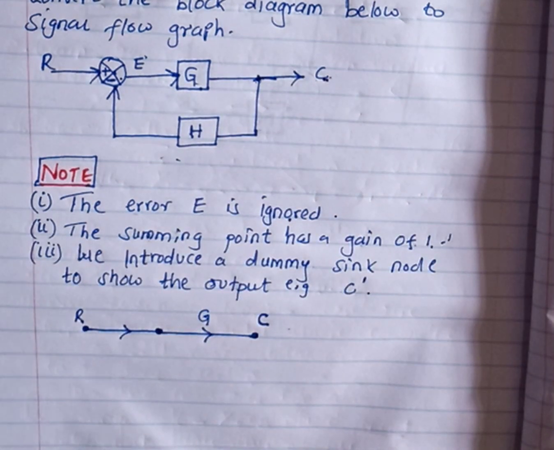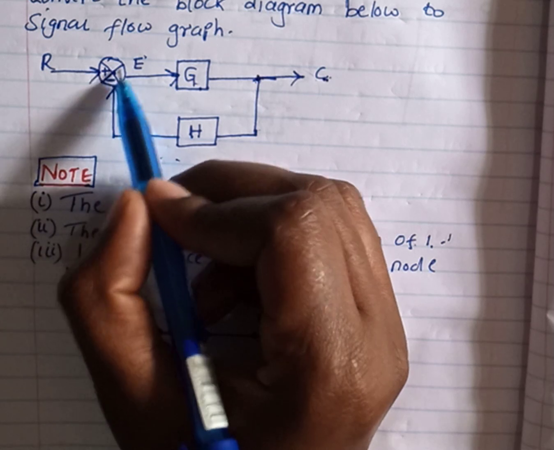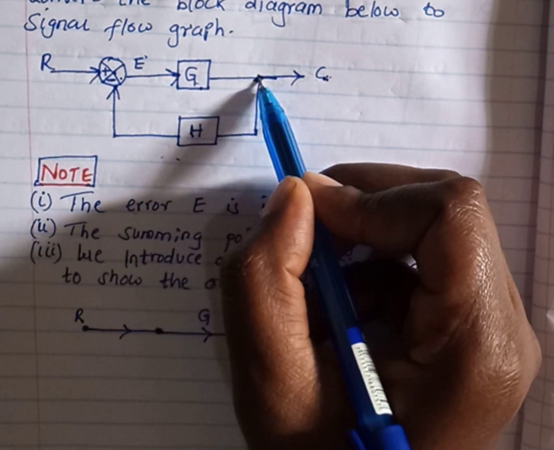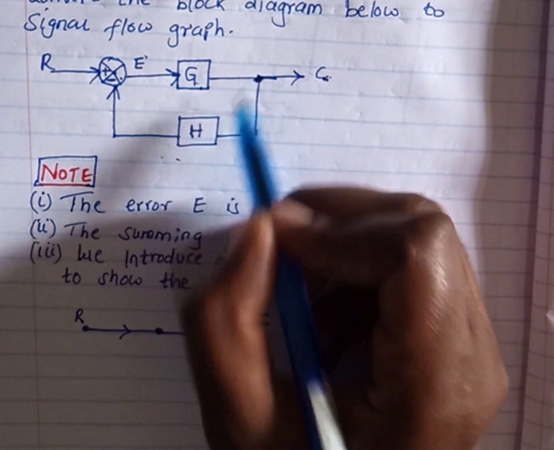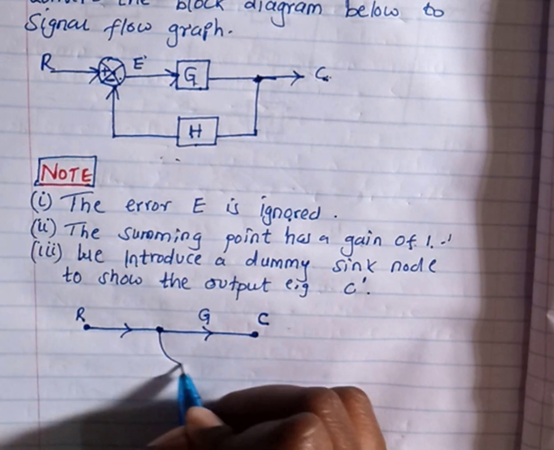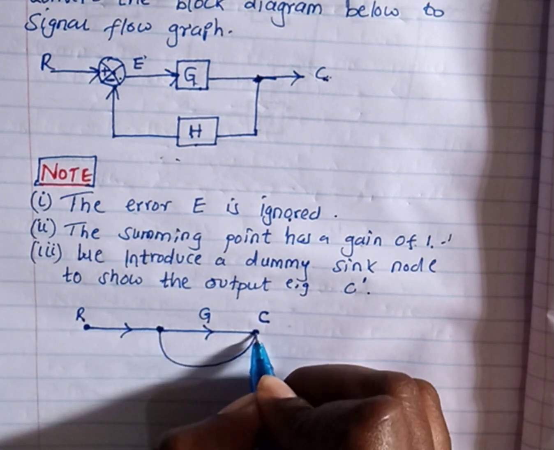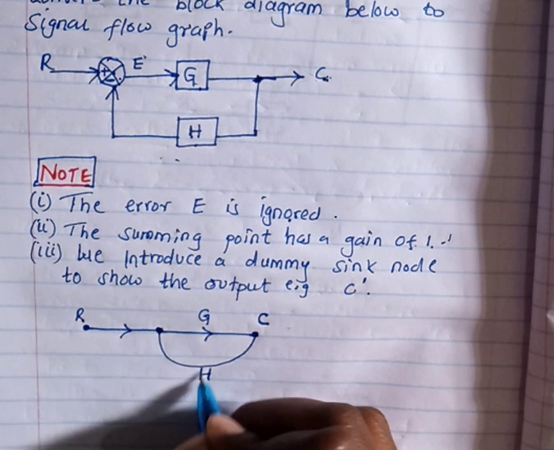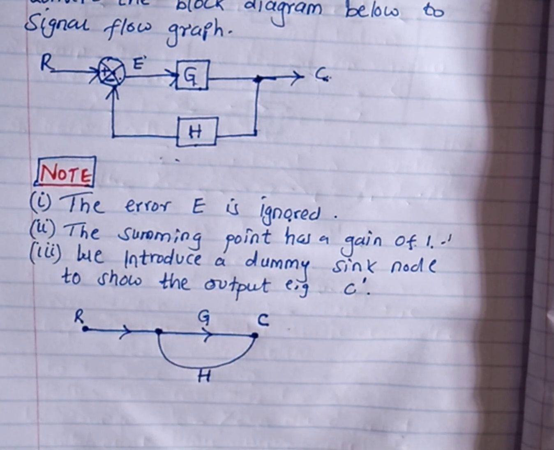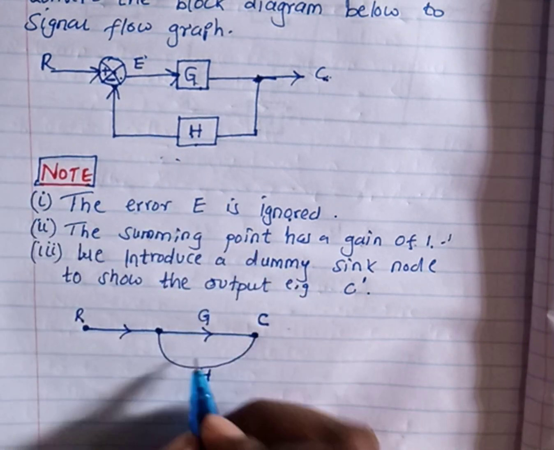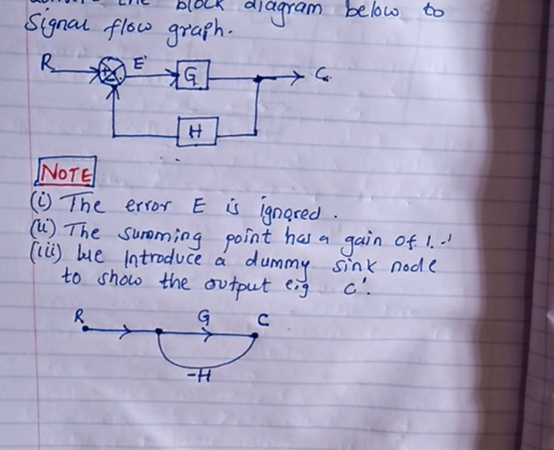Then from this summing point to the other node where I have this output, I'm having my edge. So from this point to this point, I have my feedback element like that. And then you find that this element was minus here, so I'll just indicate minus H like that.